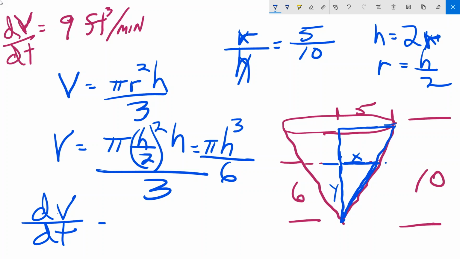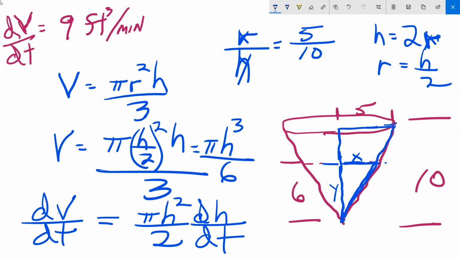Now, first of all, implicitly differentiate it. So we're going to have 3 pi h squared over 6, so that's going to be pi h squared over 2, and then dh dt. Now we're talking. Now we've got the thing they're looking for, right there.